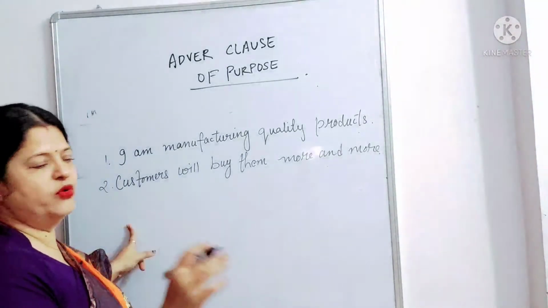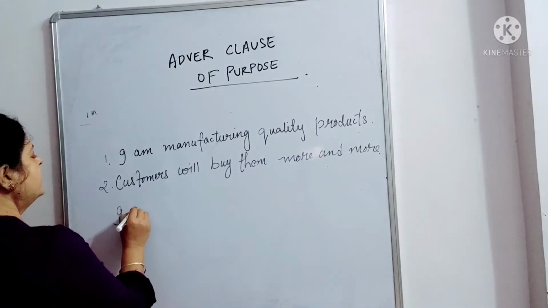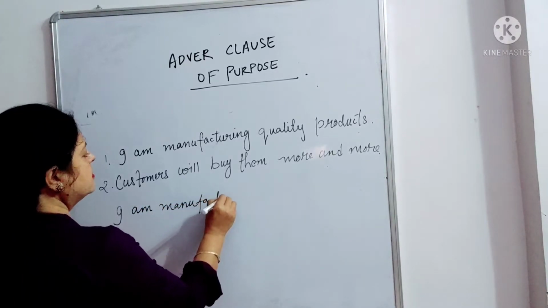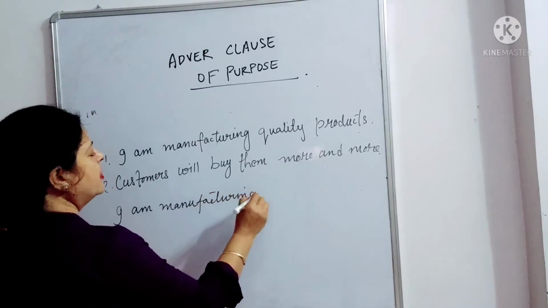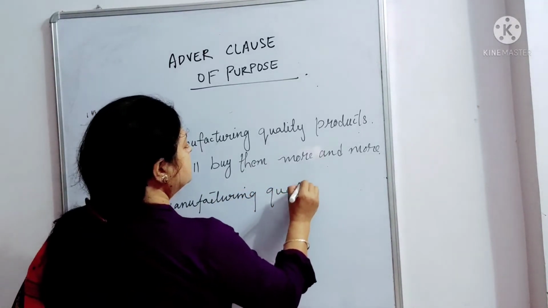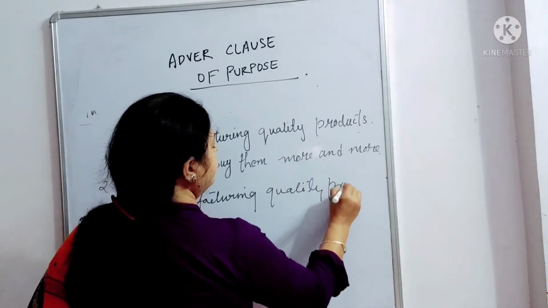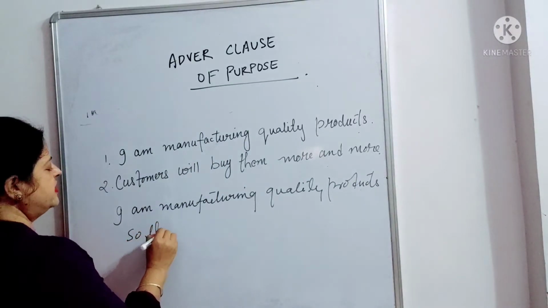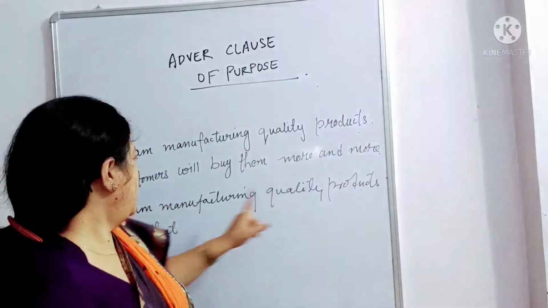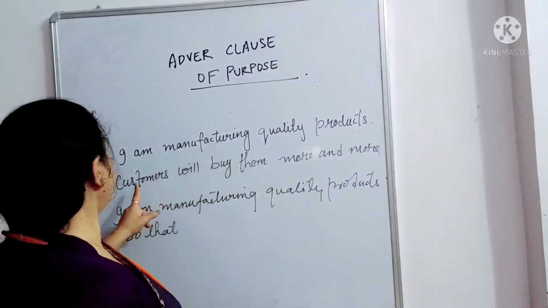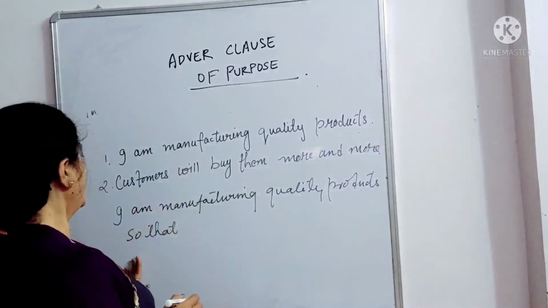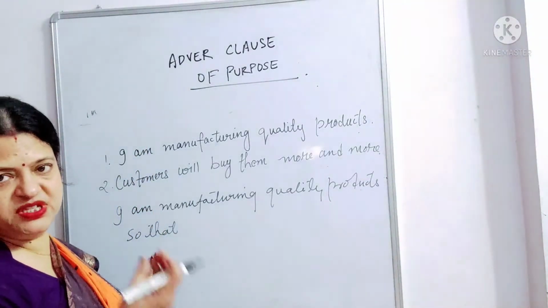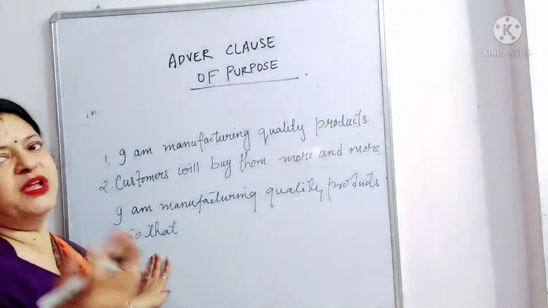I have not written it, so I am going to write it. I am manufacturing quality product so that, till here we have the principal clause. I am manufacturing quality product, because I have repeated the same sentence. And now I am adding this conjunction, the adverb clause of purpose conjunction, and it can be "in order that" too.